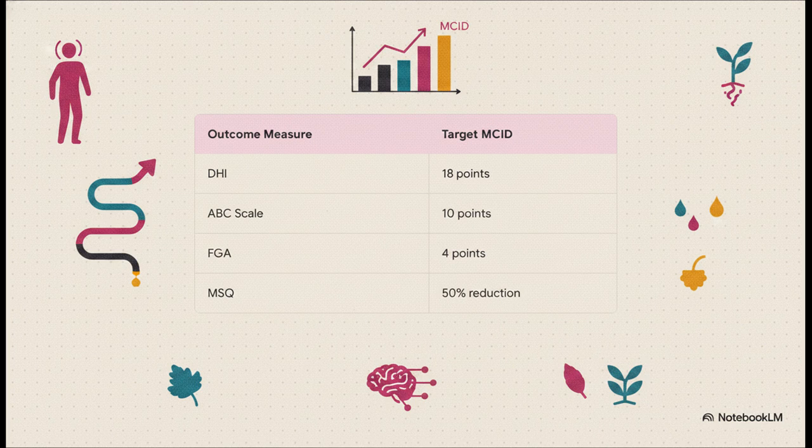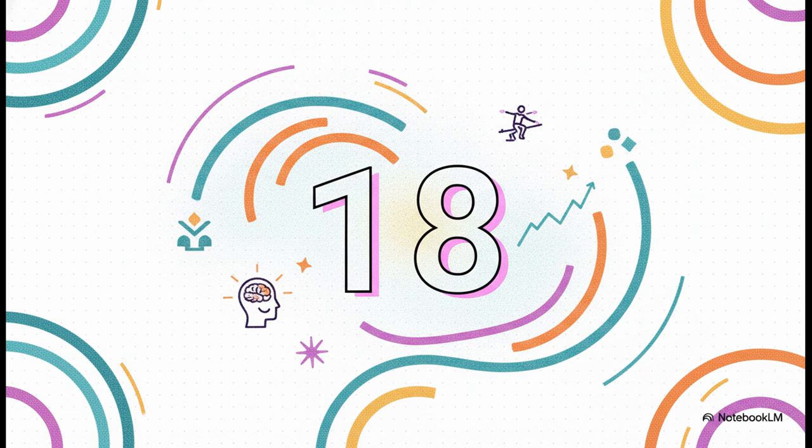This is the exact number of points a score has to change for the patient to actually feel a real functional difference in their everyday life. It is literally what separates true clinical progress from just statistical noise. Let's break these numbers down, starting with the Dizziness Handicap Inventory, or DHI. For this one, an 18-point reduction is clinically meaningful.